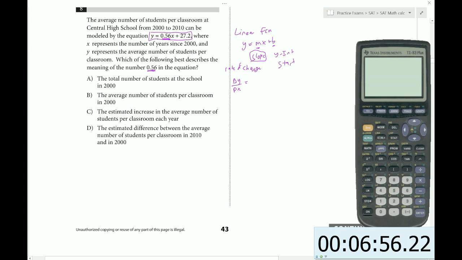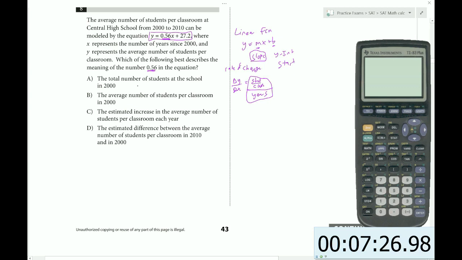So the units of y is the average number of students per classroom. So that's students per classroom for the numerator. And then for the denominator change in x, we're going to have units of the number of years. Okay? So in this case, change in y over change in x would be the number of students per classroom per year. So it's how many students you're adding per classroom each year or subtracting each classroom per year.